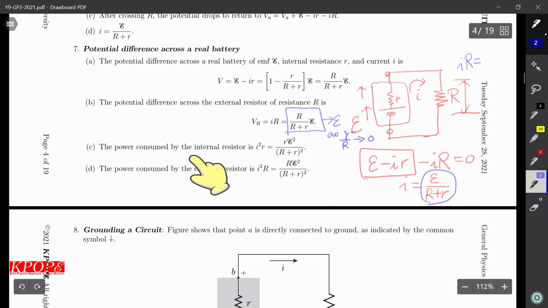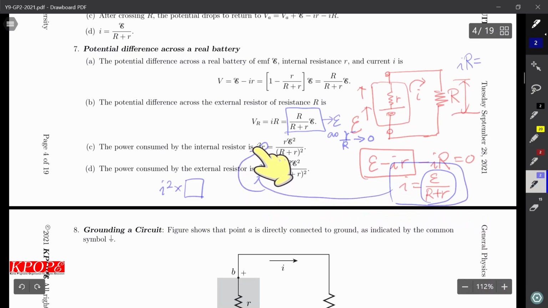approaches 0. The power consumed by the internal resistor and external resistor, both are expressed as I squared times resistance. So the internal resistor has resistance small r, the external resistor has a resistance of capital R, and I is given here. We substitute I here and there to find the power consumed by the internal resistor and external resistor.